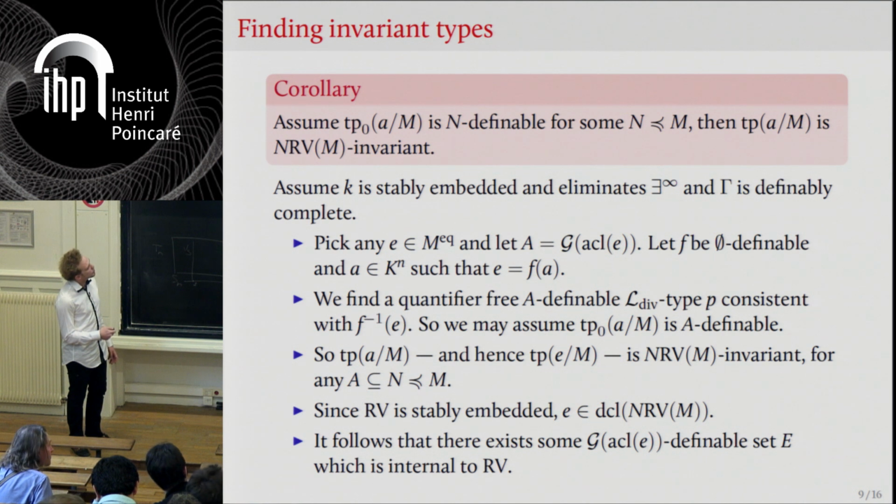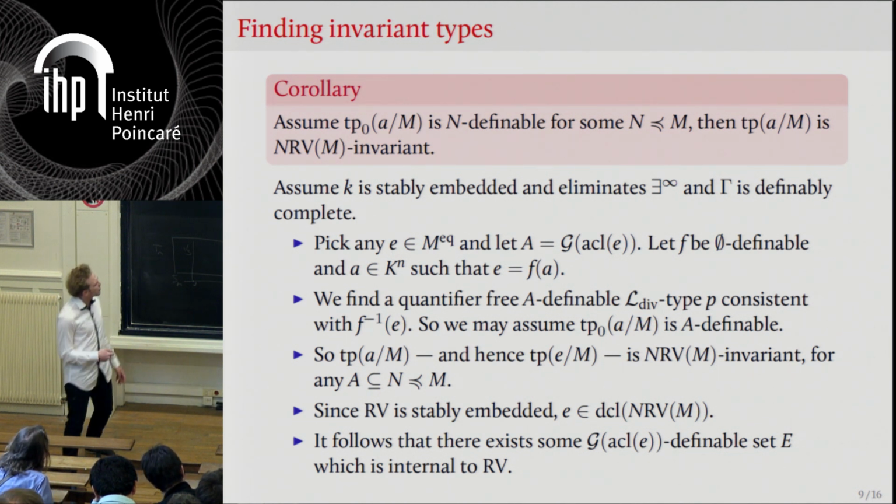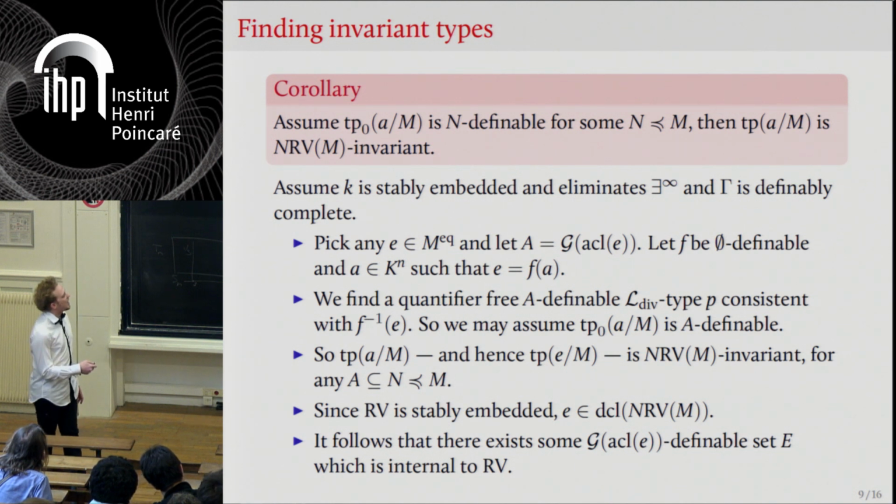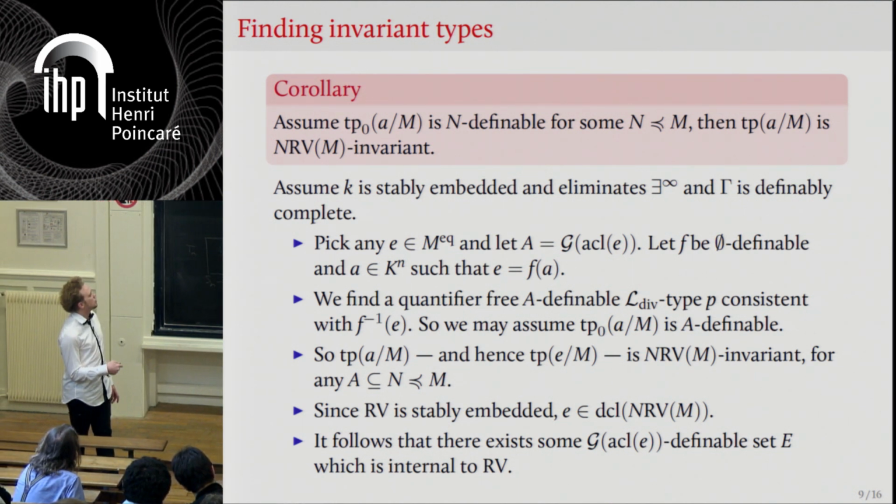So by a compactness argument, we can show that there is an A-definable set which is internal to RV and contains E. I forgot to say that. Yeah, little e should be big E. Otherwise, this is not very interesting. Okay, so we find an A-definable set, big E, which is internal to RV and contains little e. So little e is not very far from being encoded in RV. It might need parameters in any model to do that, but it's not very far from being internal to RV.